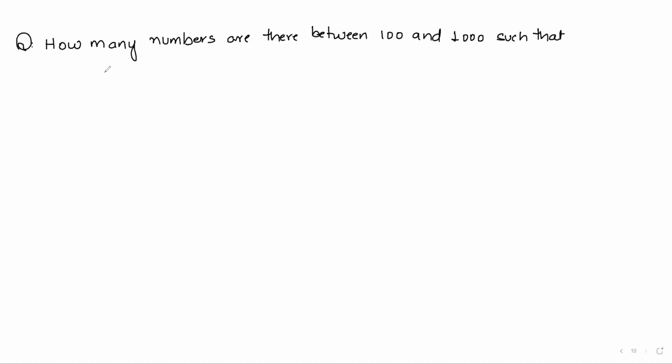Okay. Please try this question. How many numbers are there between 100 and 1000 such that every digit is either 2 or 9? Either 2 or 9. Okay. Please try this.